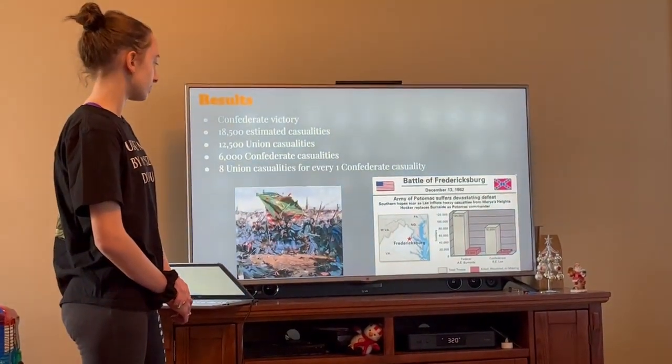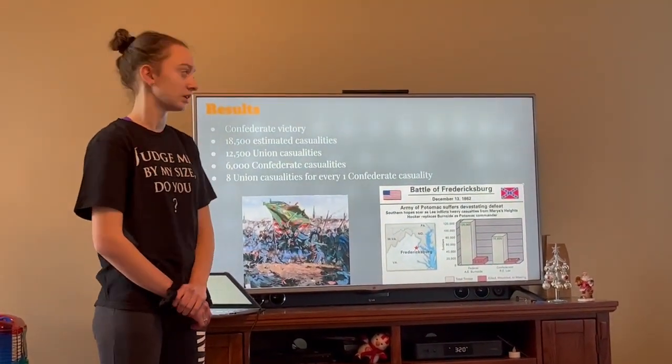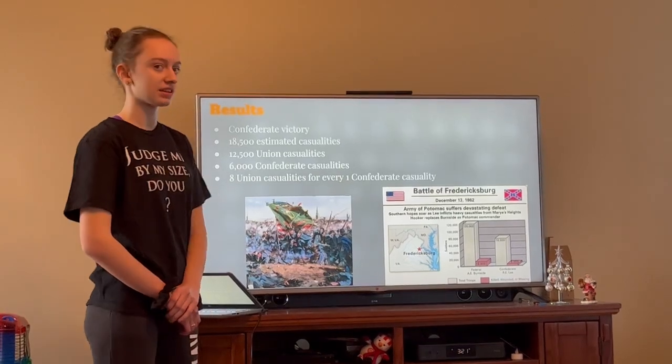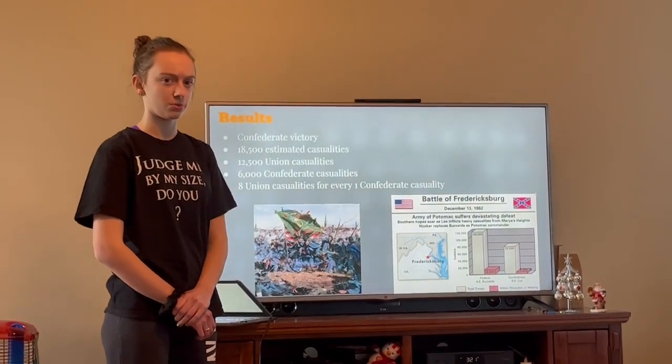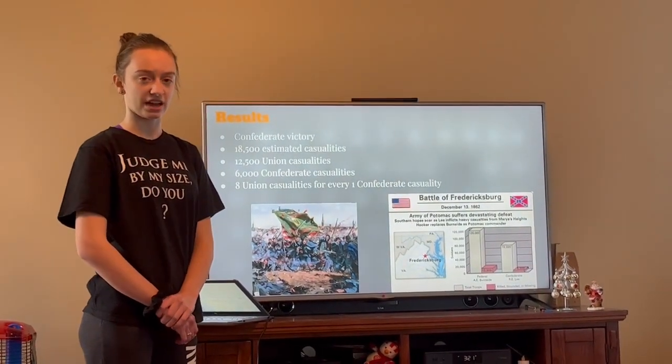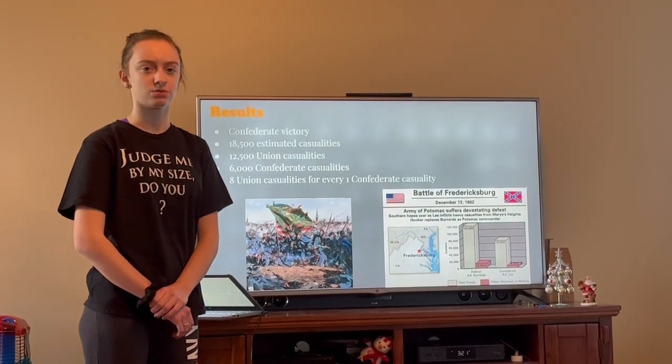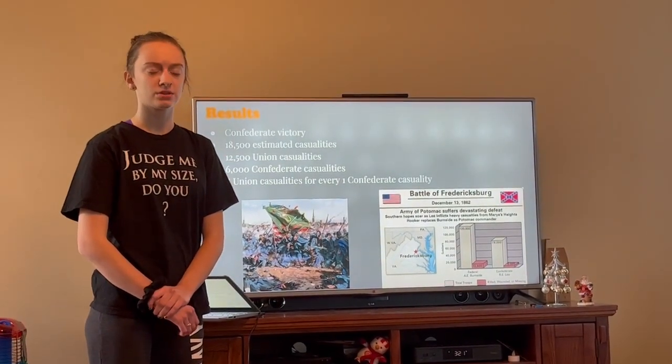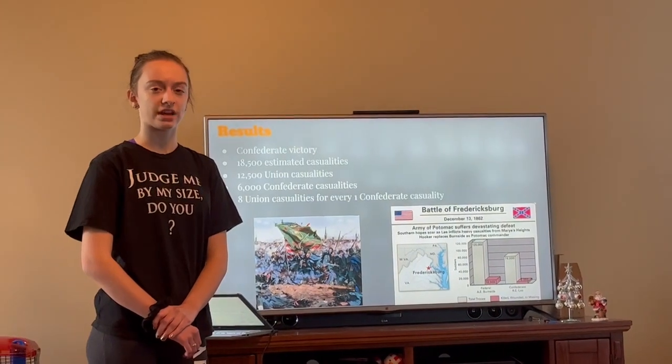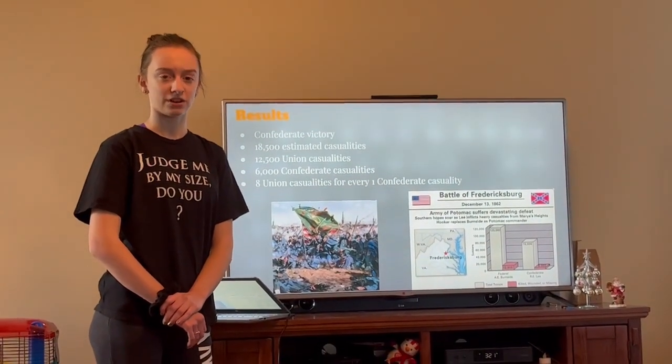So the results were that it was a Confederate victory. There was an estimated 18,500 casualties, with 12,000 of those being Union casualties and 6,000 of those being Confederate casualties. It was estimated that there were 8 Union casualties for every 1 Confederate casualty.